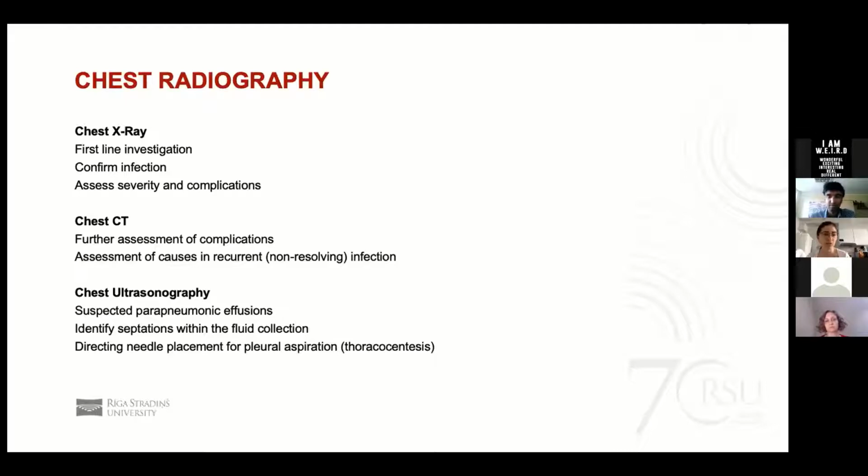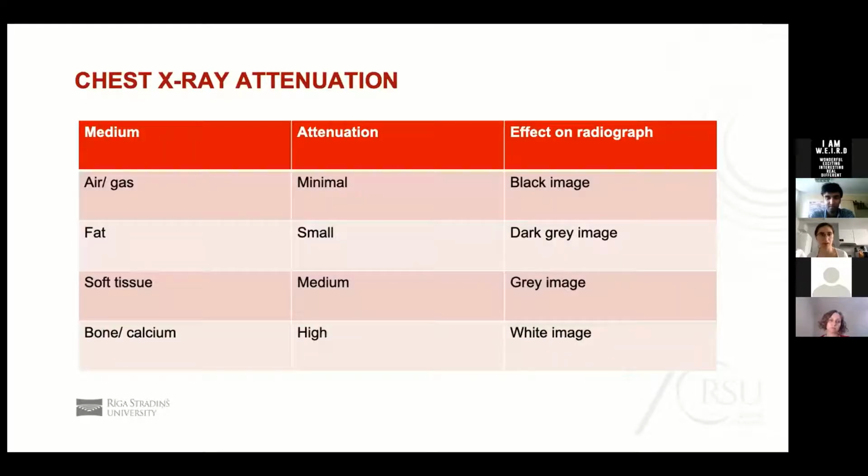And the ultrasonography is more for suspected parapneumonic effusion. So it's more outside of the lungs fluid. And then also it's used to identify septation with the fluid collection, and also for the thoracocentesis, which basically is directing needle placement for the pleural aspiration. So basically for removing the fluid between the pleura space.